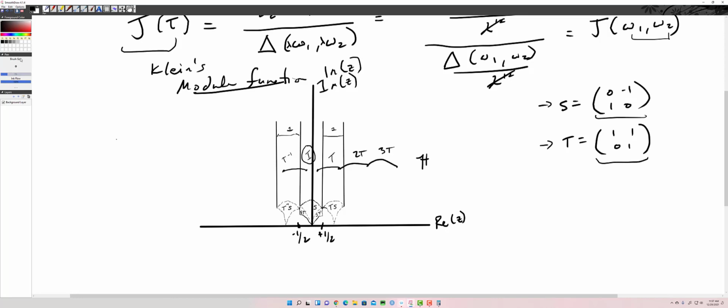But, and maybe I could change the color of this. Did I just change my color? No, I didn't. How do I change my, well, whatever, I don't care.